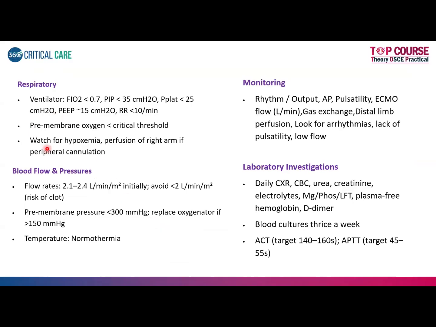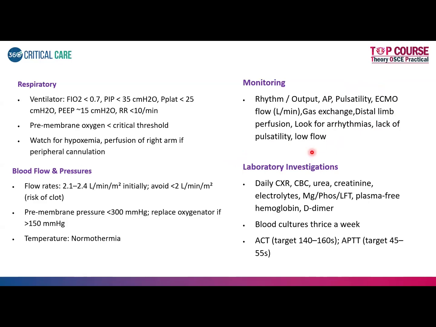Respiratory parameters: FiO2 of less than 0.7, PIP of less than 35. These are the threshold respiratory parameters that we need to maintain: PEEP of 15, respiratory rate of less than 10. The pre-membrane oxygen needs to be checked, and it has to be less than the critical threshold. If it is, watch for hypoxemia and perfusion of the right arm if there is a peripheral cannulation. Monitoring has to be done for cardiac output, pulsatility, ECMO flow, gas exchange, and distal limb perfusion. Look for arrhythmias, any lack of pulsatility, and low flow.